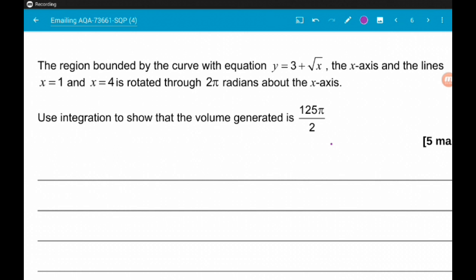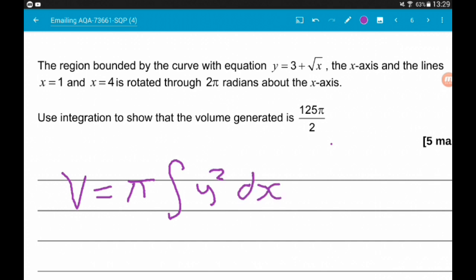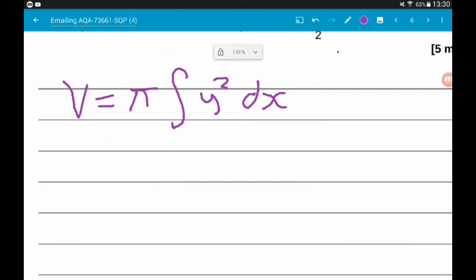Question 5. So the area bounded by the curve with equation y equals 3 plus root x, the x-axis and the lines x equals 1 and x equals 4 is rotated 2 pi radians about the x-axis. We want to show that the volume generated is 125 pi over 2. So, volume of revolution. The formula is V is equal to pi times the integral of y squared with respect to x. So, first of all we need to find y squared.